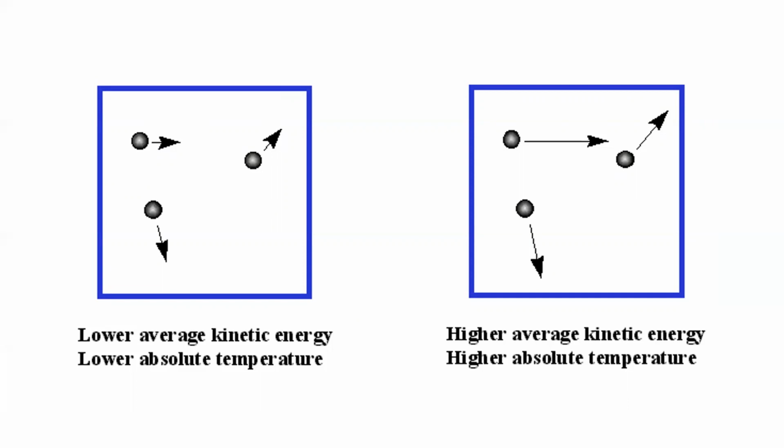I say average because if you really did have 3 atoms in a box, they're not all going to be bouncing around together at the exact same speed. At any moment in time, this one, for instance, might be going faster than the other 2. So you have to use the average.